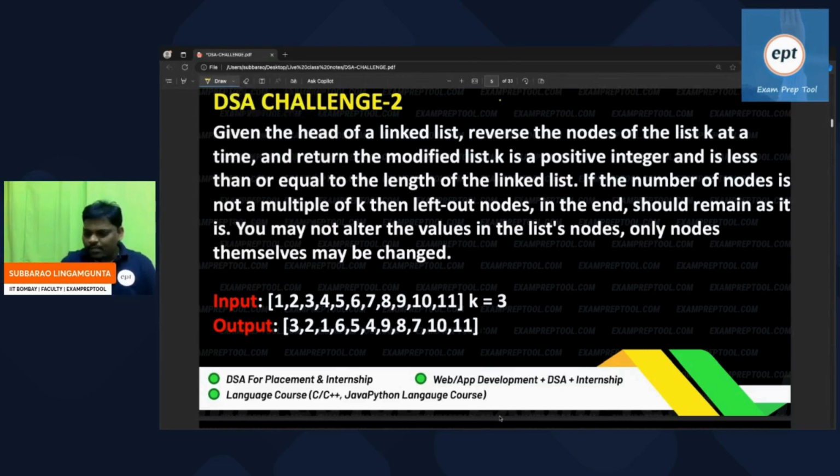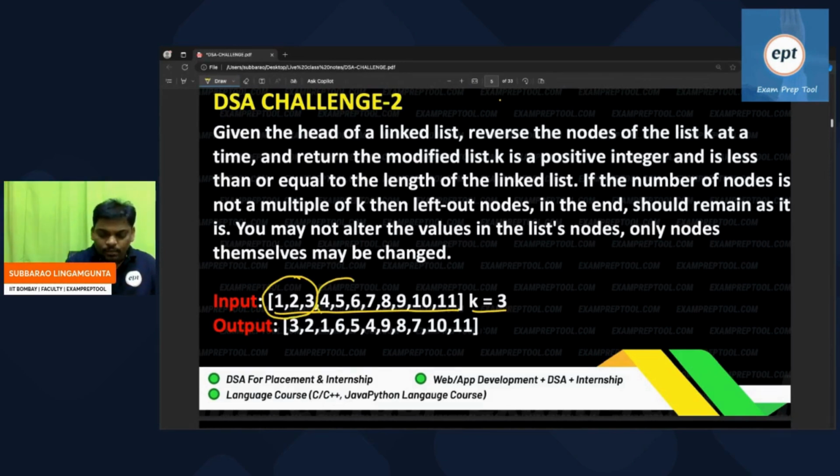So I think I explained the problem also. Now I am going to give the answer. What the problem is saying is, one linked list is given. See, this one linked list is given, and one k value is also given, k equals 3. So what you have to do is, every three nodes you have to reverse.